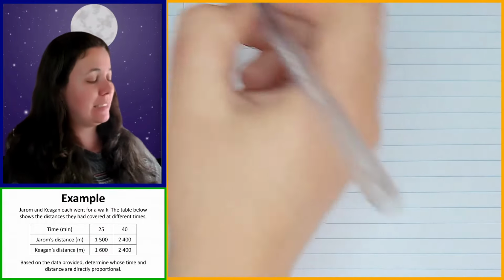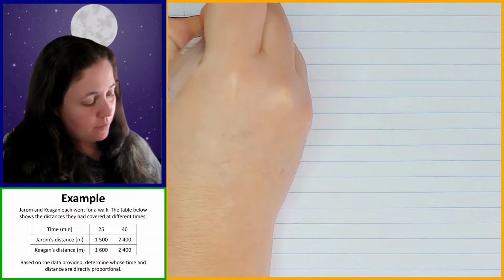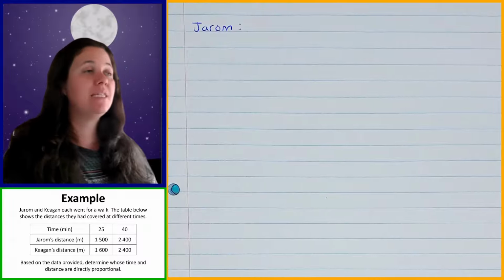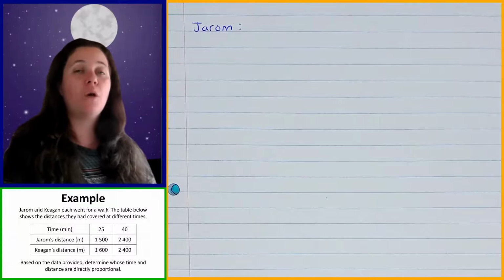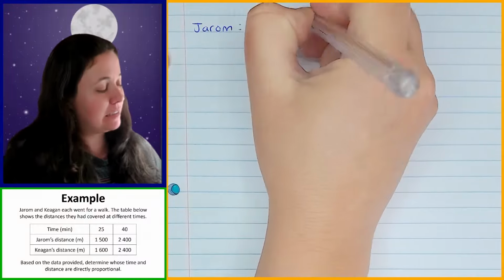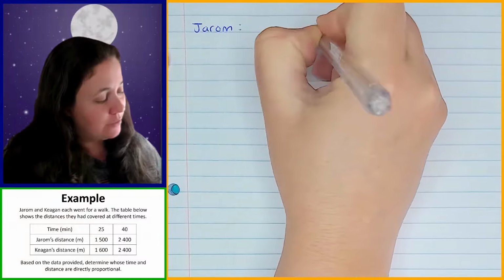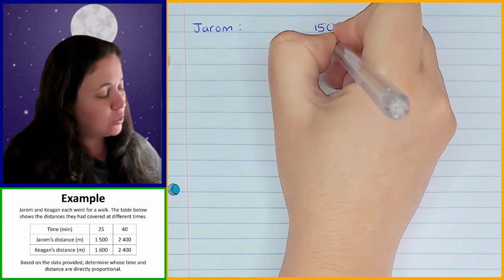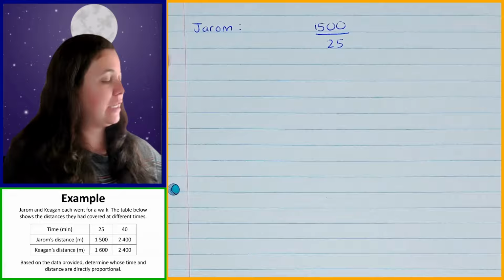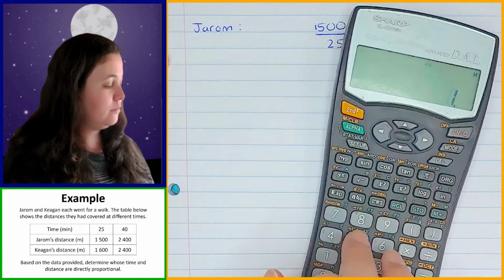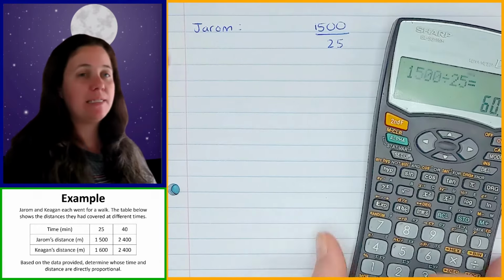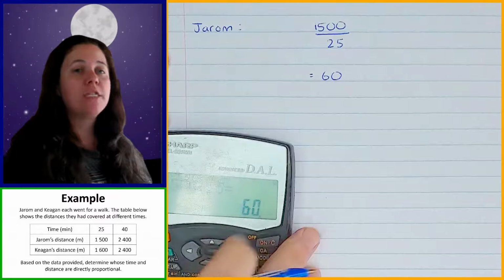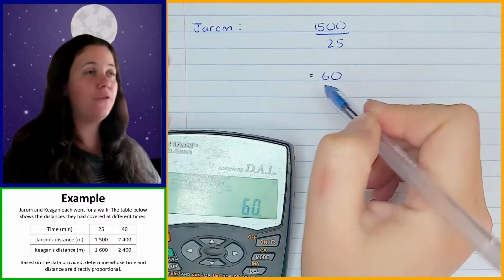So first of all, I'm looking at Jerem. Okay, so for Jerem, the first measurement that I've got is at 25 minutes. He had walked 1,500 meters. So I'm going to say his distance, which is 1,500, divided by his time, which was 25 minutes. And I'm going to work that out. So 1,500 divided by 25 gives me 60. So that's for the first data set that I have for Jerem.